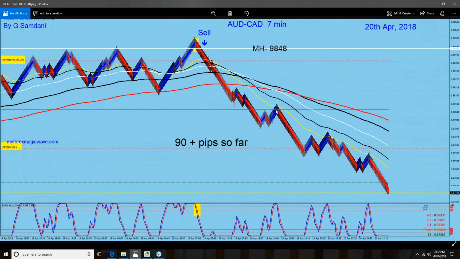This was a beautiful entry here. If you miss that one, then you have this one. If you miss this one, you have this one. So this system gives you a lot of entries. Okay, so this is how we trade, and so many trades, so many entries.